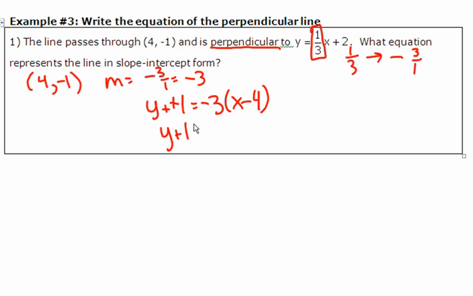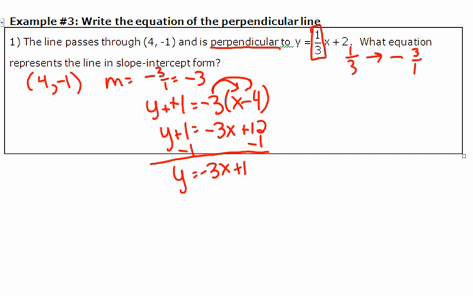So now I solve for y. I distribute -3, so I have -3x. -3 times -4 is a +12. And then I minus 1 on both sides. So I get y equals -3x plus 11. So that is how you write equations of perpendicular lines.